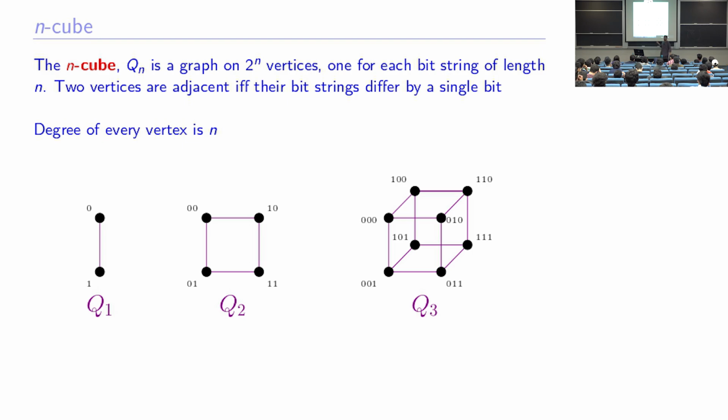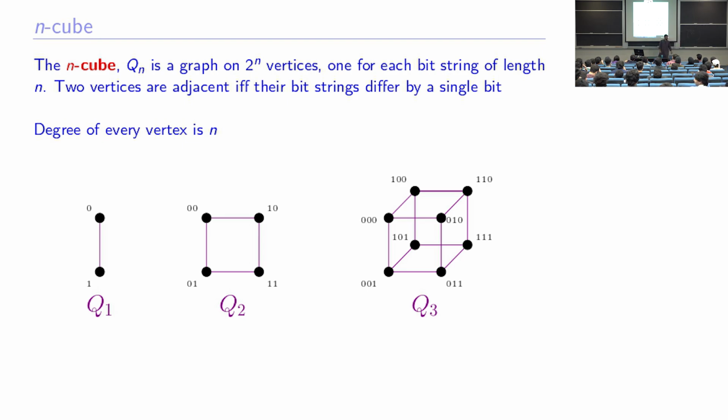Okay, Q1 will have 2 to the 1 vertices, one corresponding to one bit string of length 1 and the other corresponding to the other bit string of length 1. Is there an edge between them? What's the difference between this bit string and this bit string? How many bits are different in 1 and 0? 1 bit, so there is an edge.